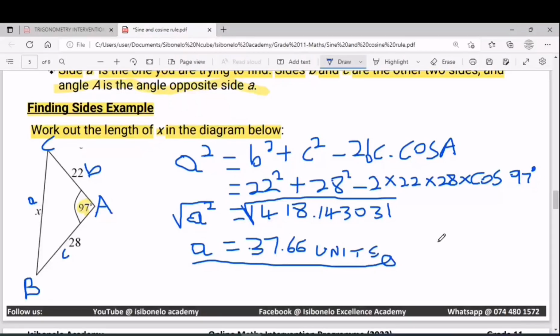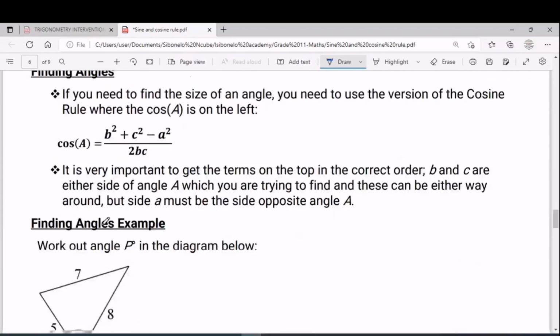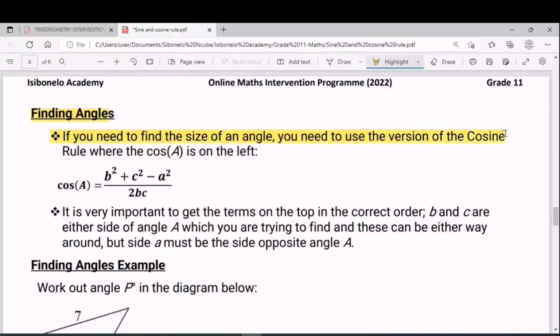Now asi-check-eni ukuthi ngeke behlezi ukuthi kumele uthole i-side kuphela usebenzise i-cosine rule. So kumele uphinde ukwazi ukuthola i-angle usebenzisa the cosine rule. So how do we find the angle using the cosine rule? Finding angles using cosine rule. If you need to find the size of an angle, you need to use the version of the cosine rule where the cos A is on the left, is the subject of the formula.